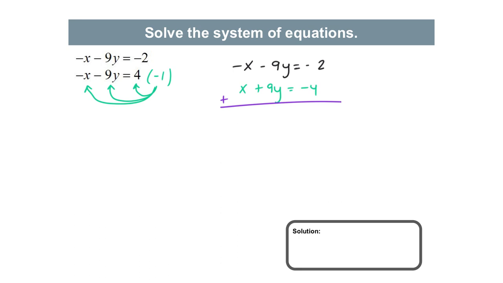Add these up. We get to eliminate my x's, they equal 0. We get to eliminate y's, they equal 0. So 0 equals -6. That is a false statement. So my answer is no solution.